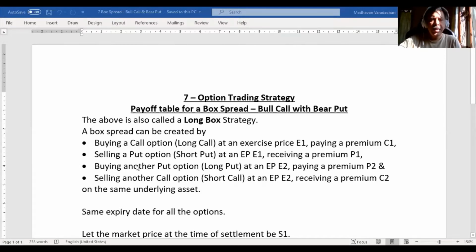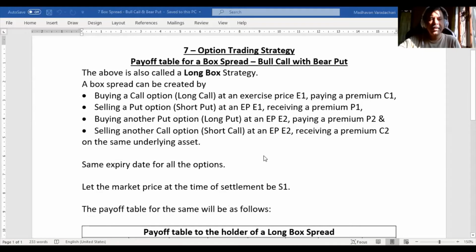Then by selling a put option, which we call a short put at the same exercise price E1, receiving a premium P1 because here we are selling. Then purchasing another put option, a long put at an exercise price E2. Since we are purchasing, we are paying a premium P2, and selling another call option, a short call at this same exercise price E2, receiving a premium C2 because we are selling it. All are on the same underlying asset and all these options have the same expiry date.